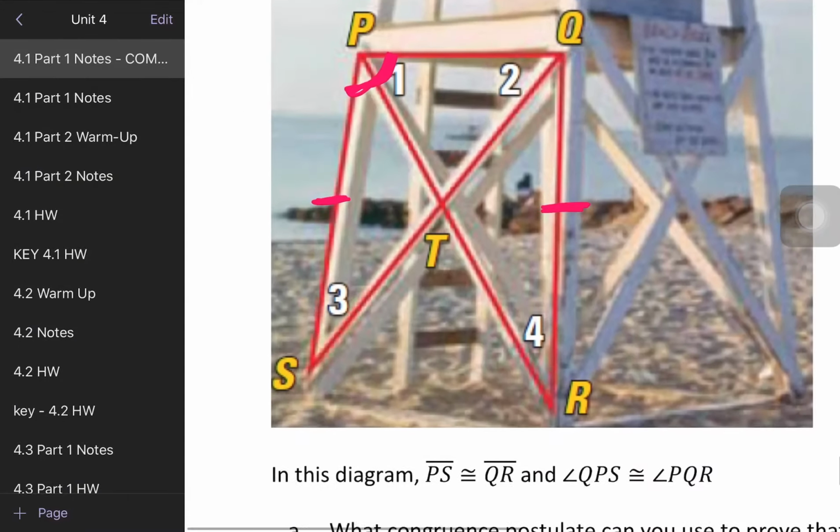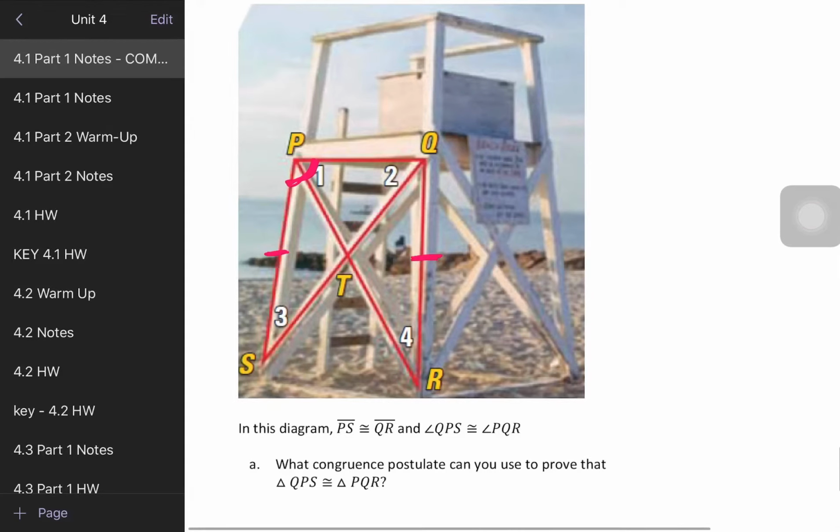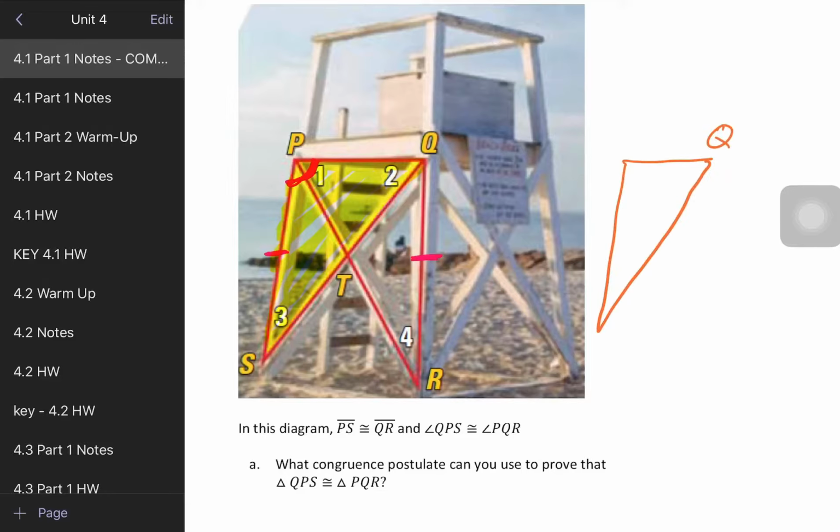And so let's go back down to our little lifeguard station. What I was in the middle of doing was highlighting QPS in yellow right here, and I'm going to draw it off on the side, right over here. QPS would look like this. So we have Q, P, and S. We know that SP is congruent. We know that angle QPS up there is congruent.